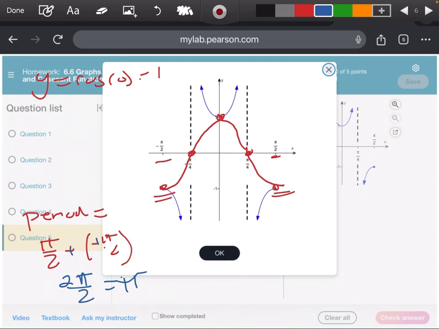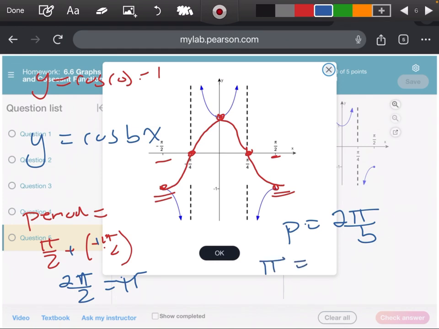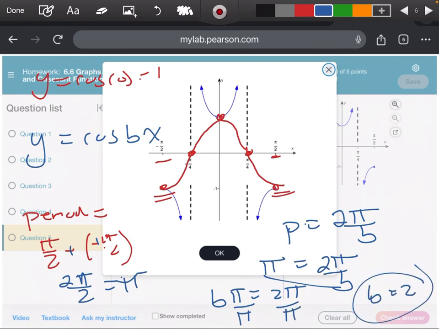Remember, in my original functions, whether sines or cosines, and right now I'm thinking about y equals a cosine of bx, the period is equal to 2 pi over b. In this case, our period pi is equal to 2 pi over b. If I cross multiply, that gives me b pi equals 2 pi. So when we divide both sides by pi, b has to be equal to 2.